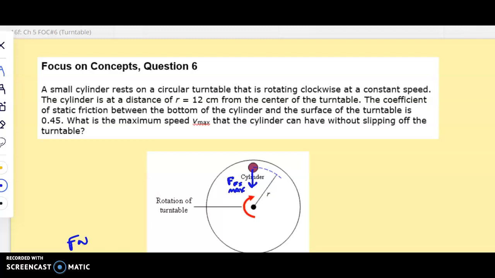I want you to pause the video for a second and see if you can come up with the maximum speed given the coefficient, the radius, and so forth. Before you go, a hint: maybe draw a free body diagram of it, and I think some things will fall into place for you. Okay, pause the video now.